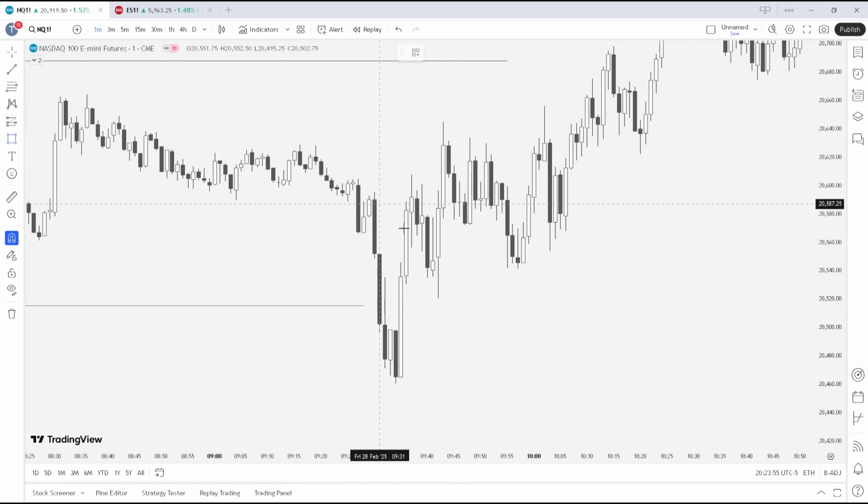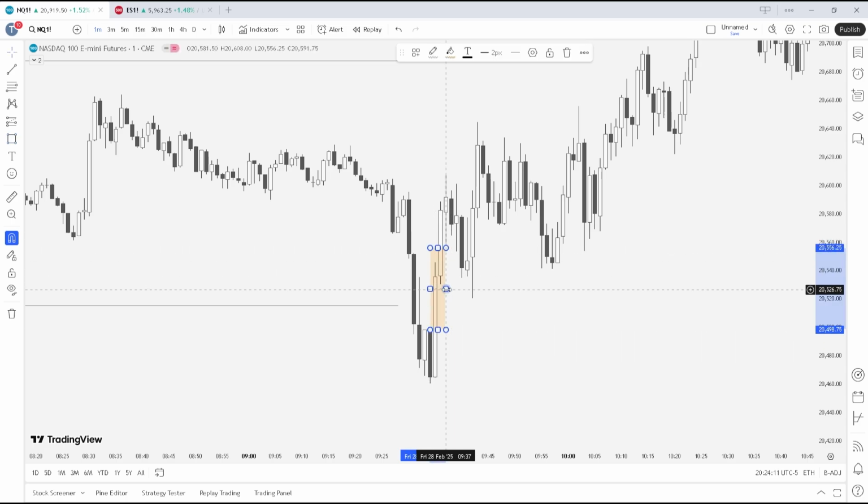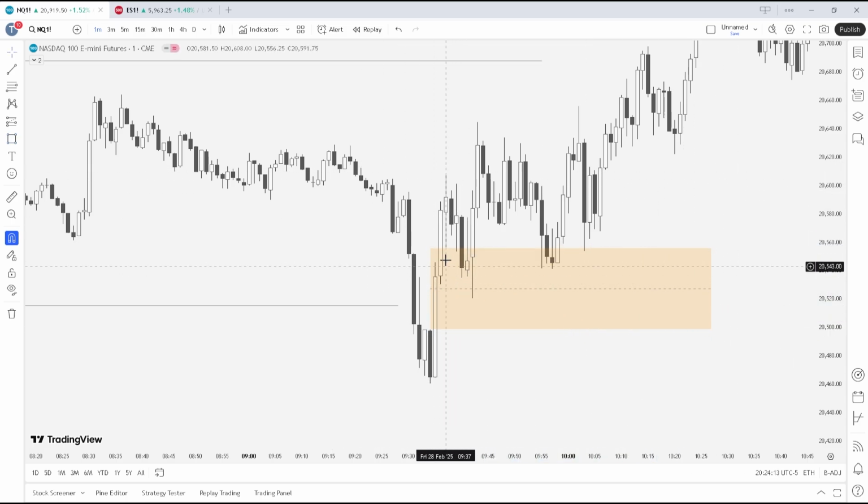We have these SIBIs right here. We come down, we create the SIBIs, we sweep ERL, and then we just instantly displace through them. We disrespect them. And then on the way up, what do we create? We create these BISIs, right? And then we actually respect these BISIs because we swept ERL on the sell side.